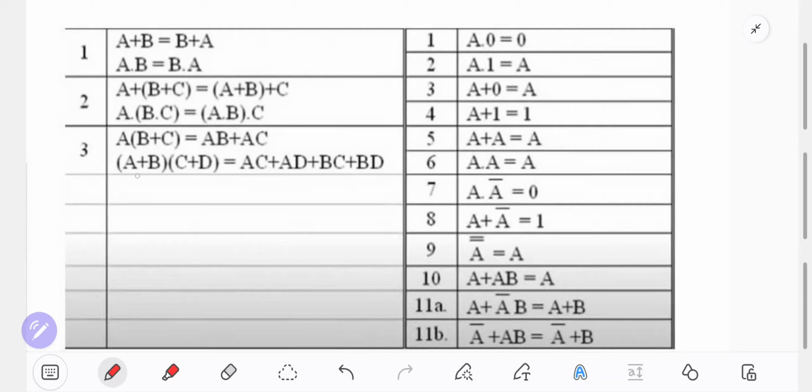On a group, we have (A plus B) times (C plus D). So you can calculate it as A times C plus A times D, B times C plus B times D.